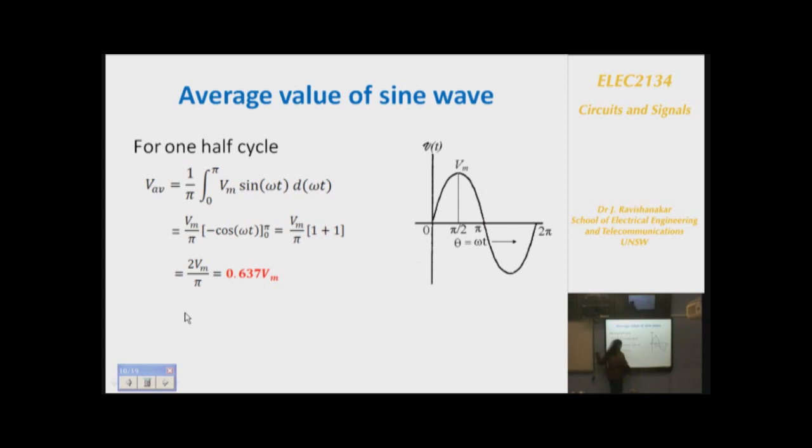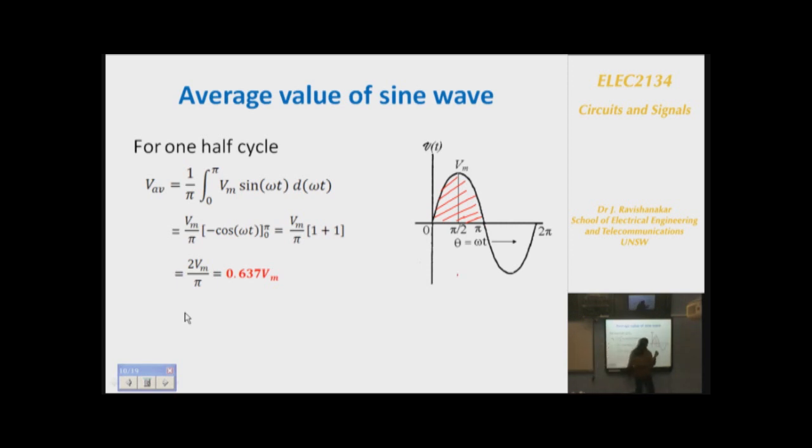Let us take the typical sine wave and calculate its average value. As per the definition, the average value is the area under the curve. Since the sine wave is a symmetrical wave, we take only the area under one half of the cycle. That means we are going to find this area alone over a period of 0 to T by 2. In this case, T is actually 2 pi.